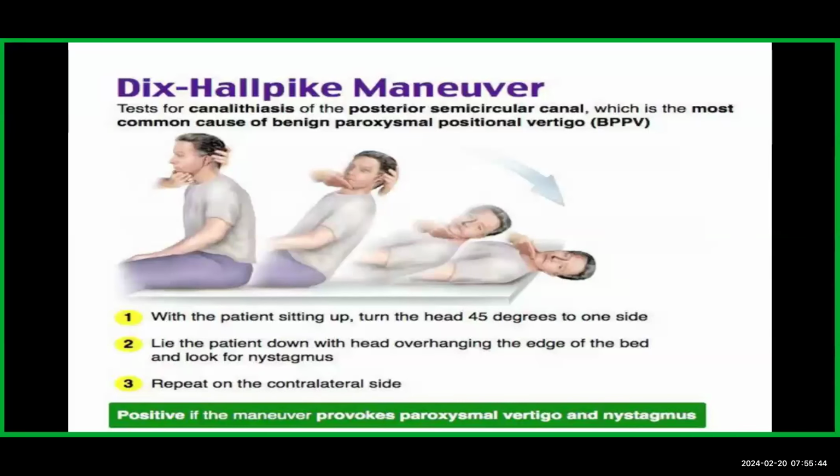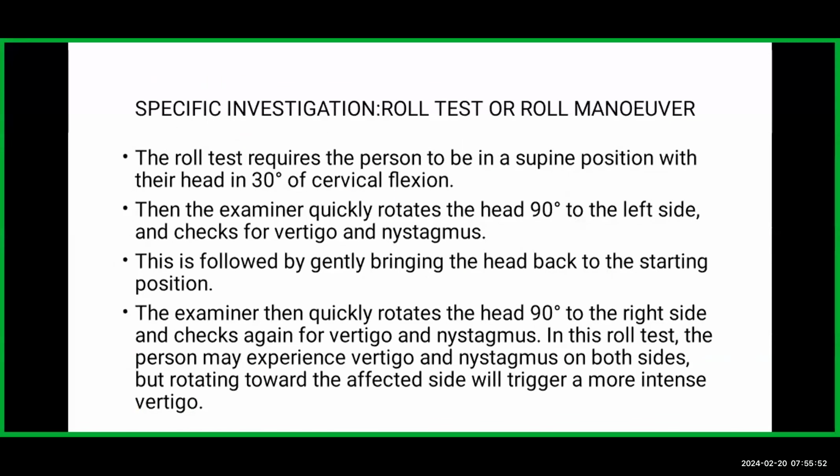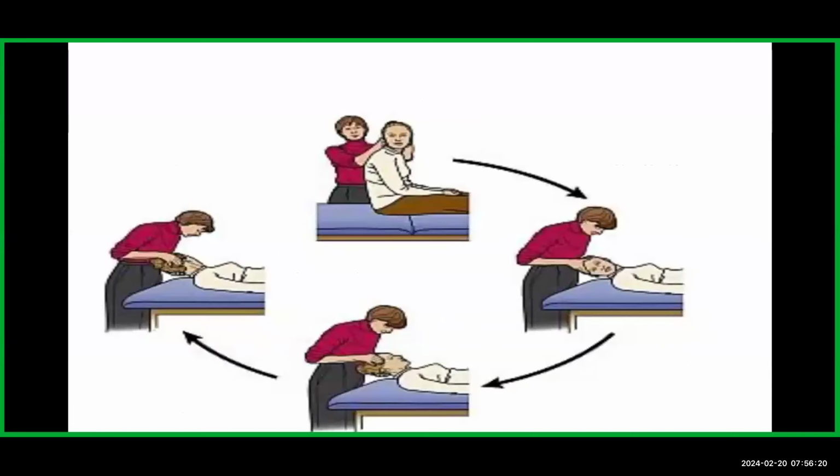The other tests that can also be done in this patient include the roll test or roll maneuver, and it's similar to this Dix-Hallpike maneuver. So the patient should be examined in supine position with the head 30 degrees up, while the examiner quickly rotates the head 90 degrees to the left and checks for vertigo and nystagmus. It's also an important test, although the standard test that should be done is the Dix-Hallpike maneuver. And we can see a pictogram here, an image demonstrating how it can be done.